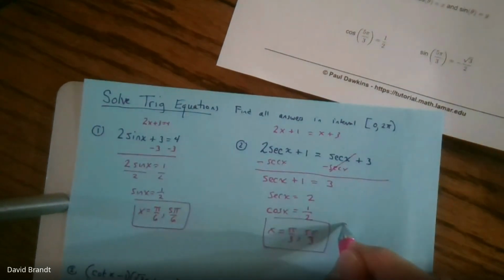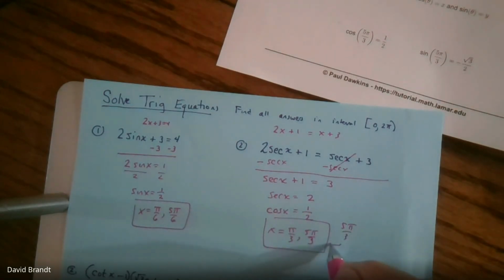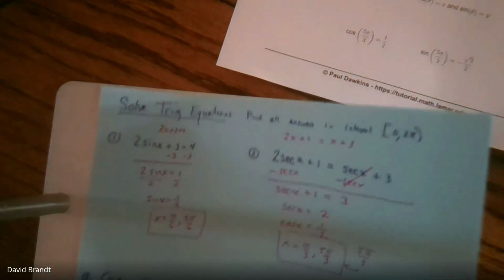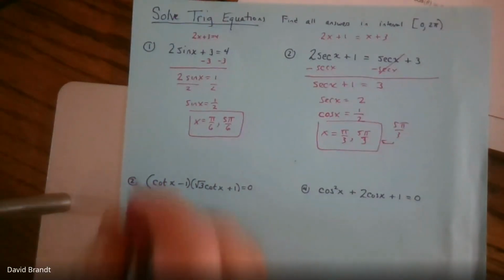If you can't read that, that's 5 pi over 3. All right, I don't know why I labeled that number 2. This is actually number 3. Number 3.